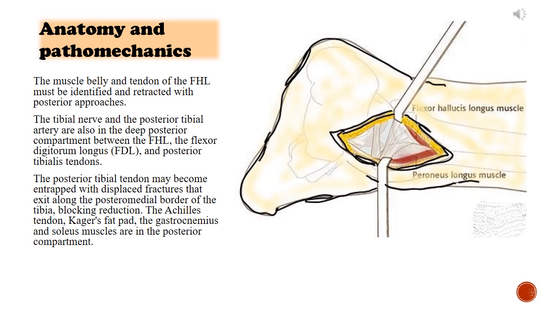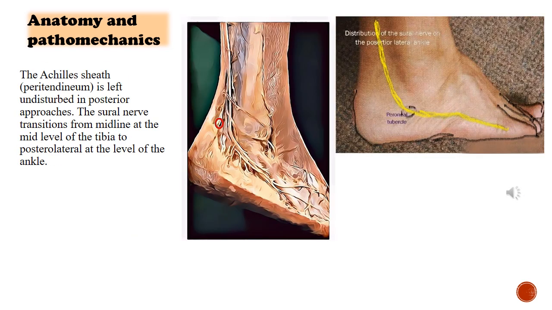The posterior tibial tendon may become entrapped with displaced fractures that exit along the posteromedial border of the tibia, blocking reduction. The Achilles tendon, Kager's fat pad, the gastrocnemius and soleus muscles are in the posterior compartment. The Achilles sheath, peritenon, is left undisturbed in posterior approaches. The sural nerve transitions from midline at the mid-level of the tibia to posterolateral at the level of the ankle.